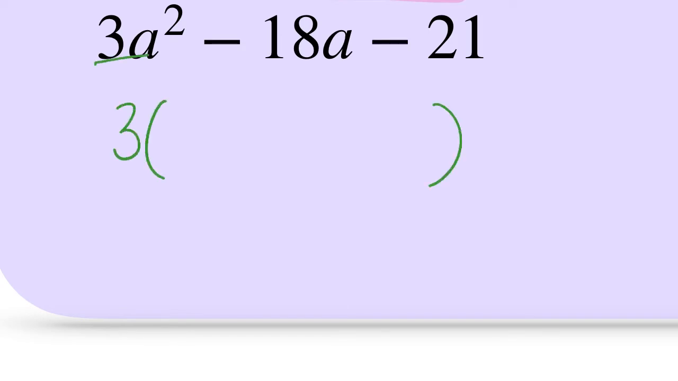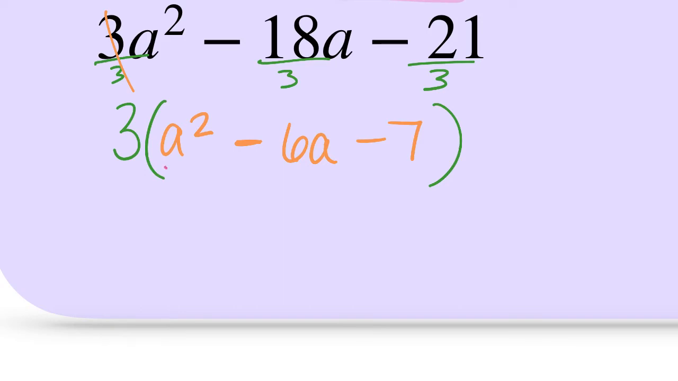So if I divide each of these by 3, in the first term, I'm only going to have a squared. On the second term, 18 divided by 3 is 6. So that's going to be minus 6a. And then 21 divided by 3 is 7. So minus 7. And then we're going to go ahead and factor this trinomial. So we'll have the 3 on the outside, and then we'll have our two factors here.